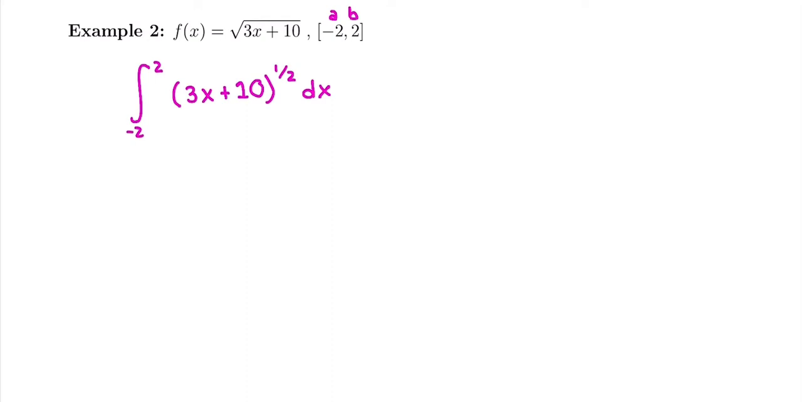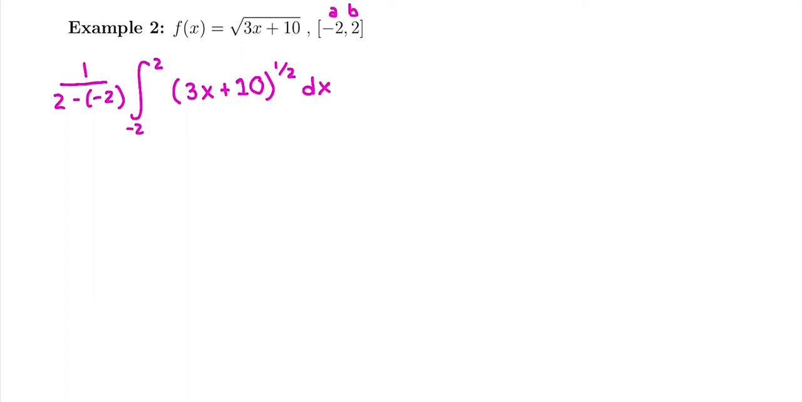The difference between area and average value is we need a 1 over b minus a. So for this one, we're doing 1 over 2 minus -2, which is really going to end up being 1/4. That makes sense because we're dividing by the number of numbers, and there are 4 numbers between -2 and 2. So we're going to divide by 4, multiply by 1/4 is the same thing. So looking at this integral, we're going to end up with a 1/4 out front.